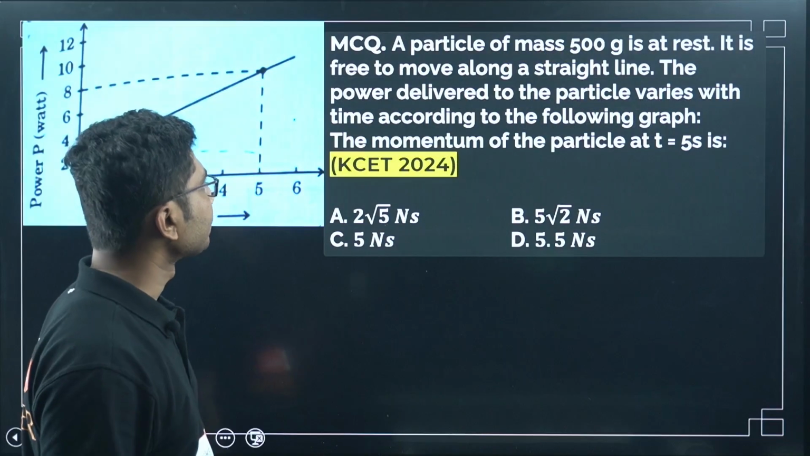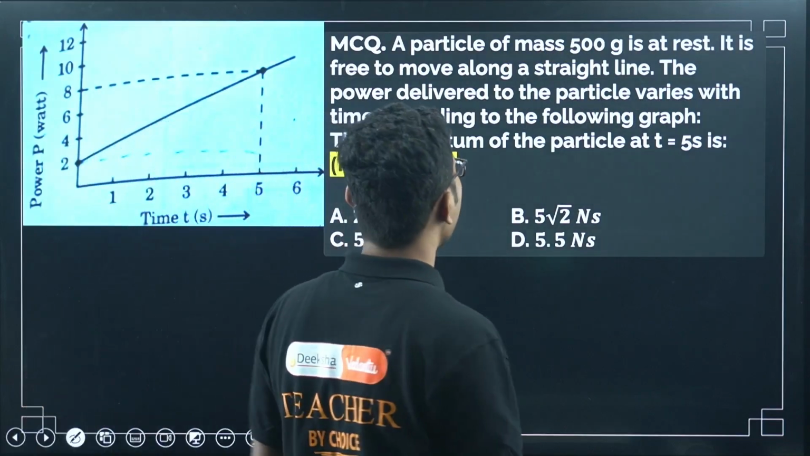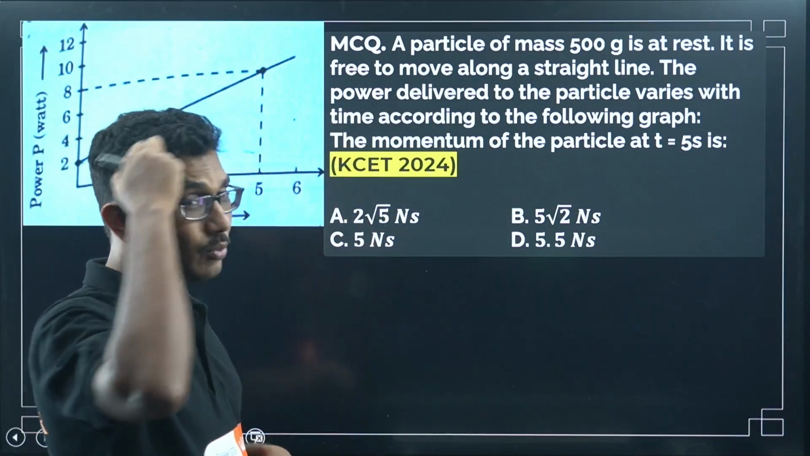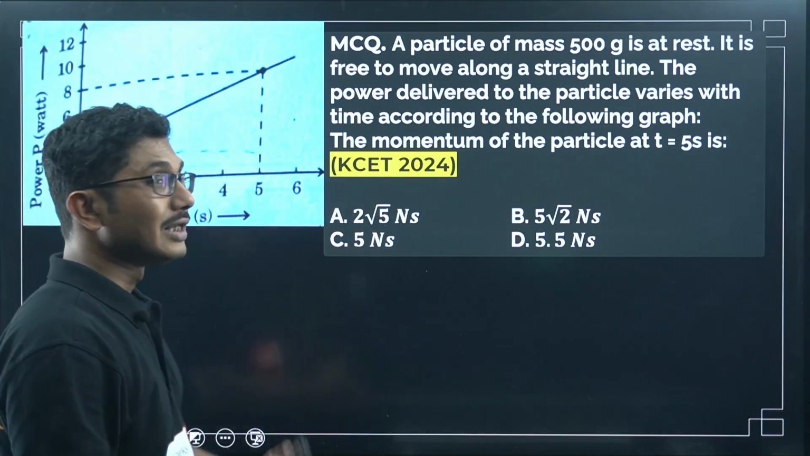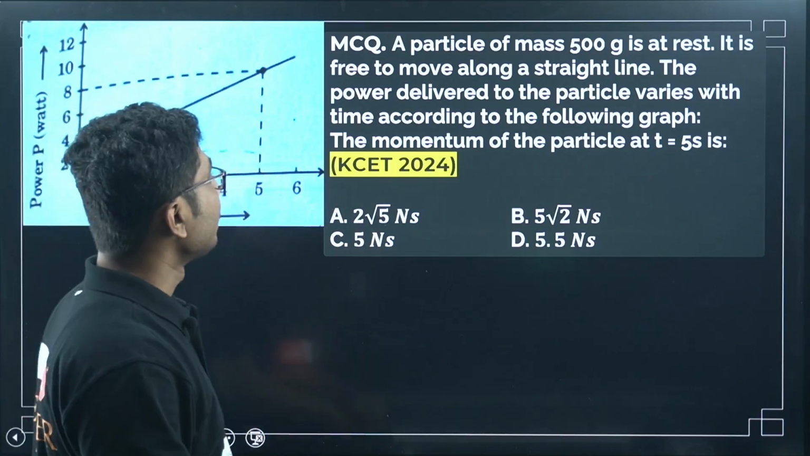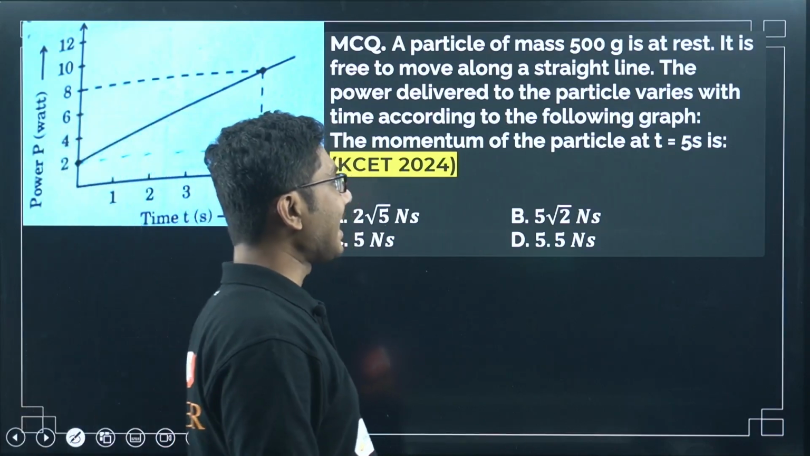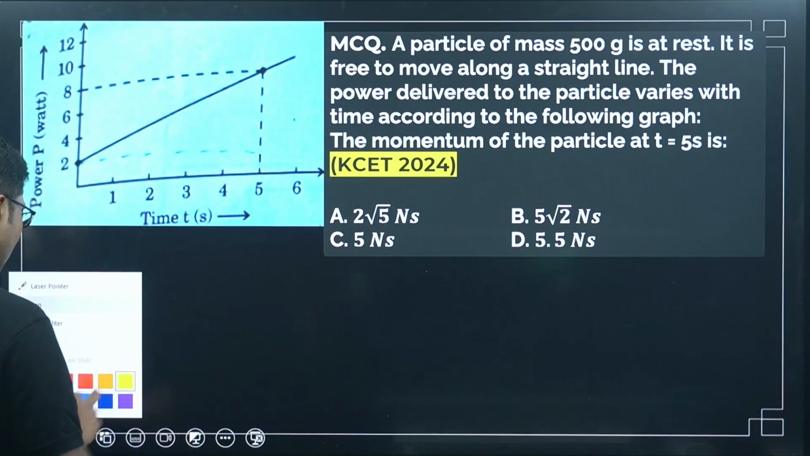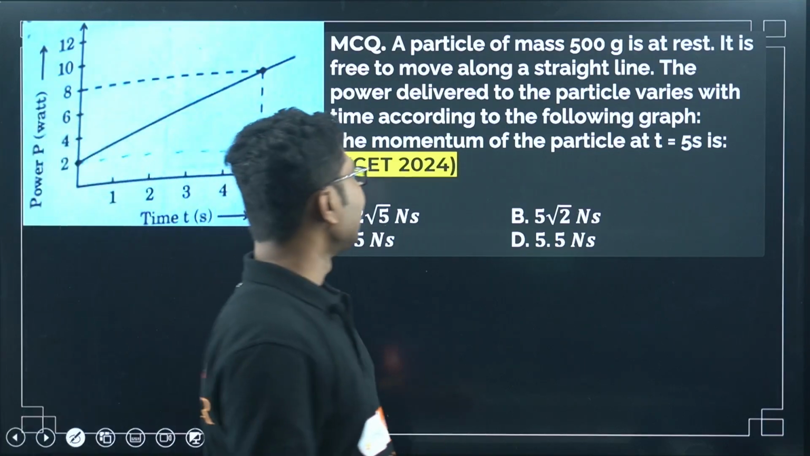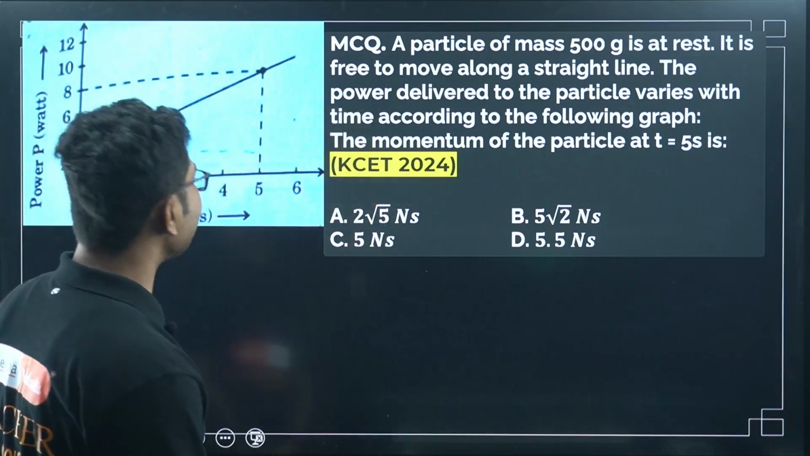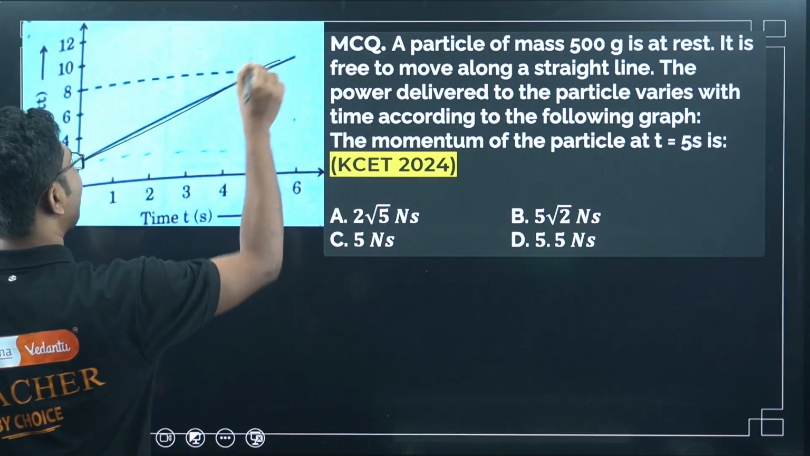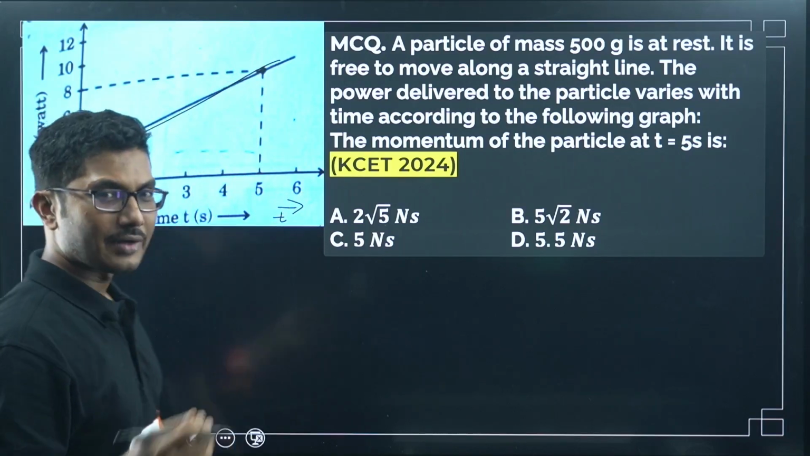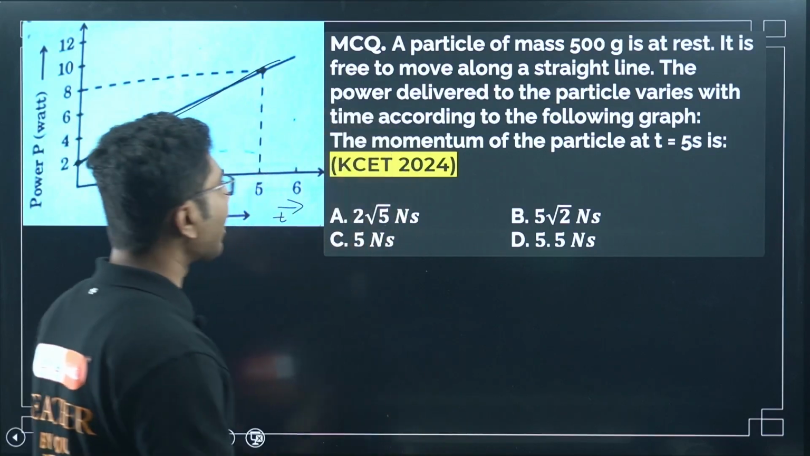Now let's see one problem. This is from the KCET 2024 exam. Here we will apply both the graphical concept as well as the concept of power. A particle of mass 500 gram is at rest. It is free to move along a straight line, and the power delivered to the particle varies with time according to the following graph. Here it is not the x-axis, it is the time axis. Individually, each time you are getting a different power.